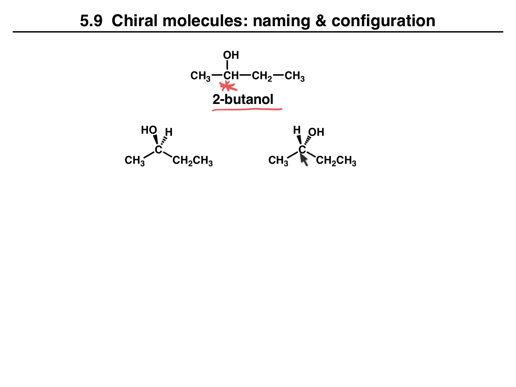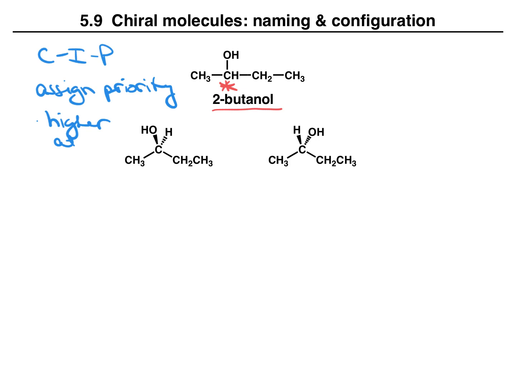We need a way to be able to distinguish these two compounds. So what we use is called the Cahn-Ingold-Prelog system, named after 3 chemists who developed these rules. And so we have to assign priority to the different groups. In general, the higher atomic number is higher priority. And then ironically, the higher priority gets the lowest number.